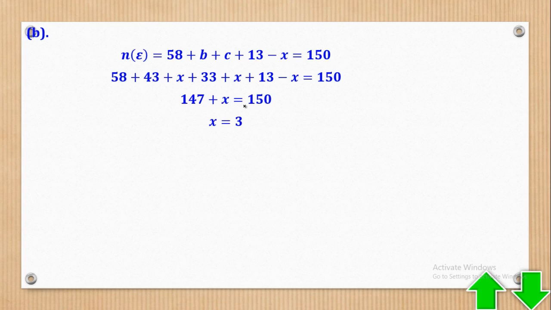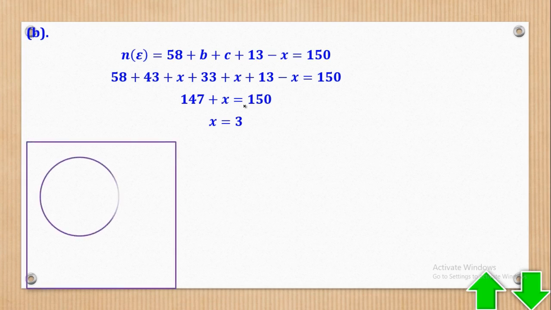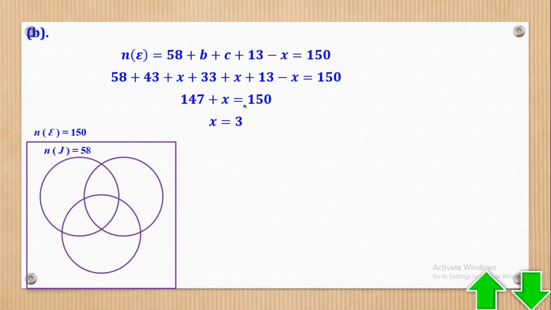Now we shall go to part C. But before we go to part C, we can first feed in our values, because now we have got the value of x, so we can feed in our set without unknowns now.